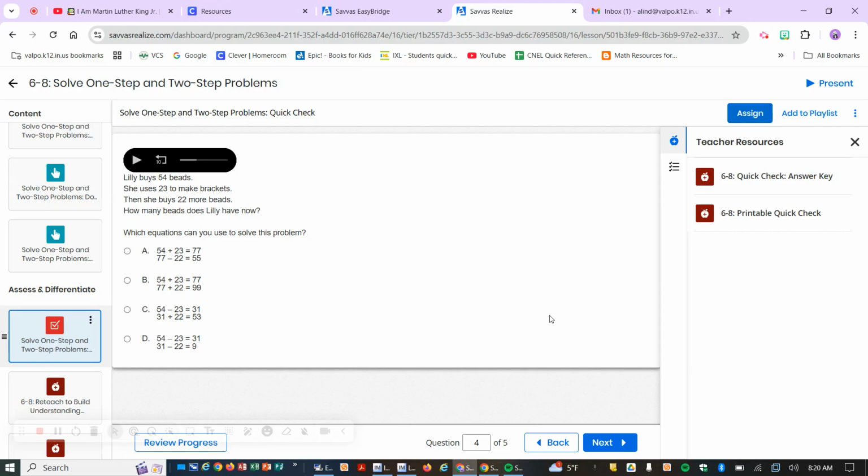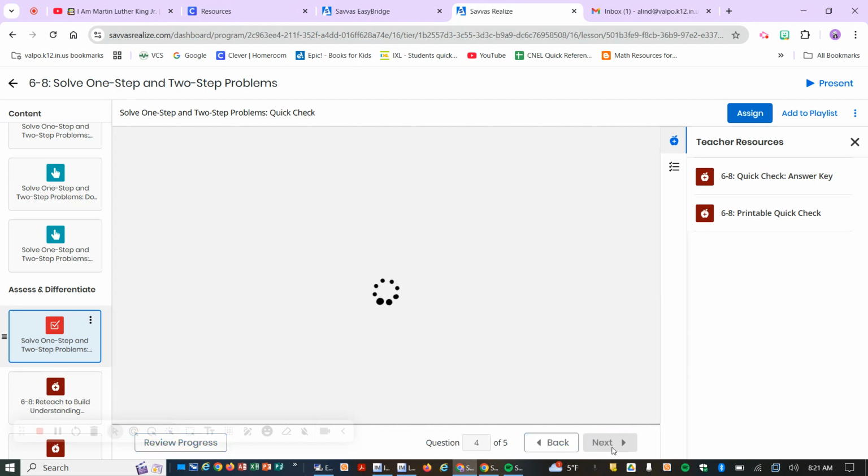This one, again, is not asking you to solve, but instead telling you to pick the equations that you need to use. If she has 54 and she uses 23, that's a subtraction. Whatever that answer is, then we have to add the 22 more that she buys. So 54 minus 23, and then that answer plus 22. Listen carefully, choose carefully. This one should not trick anyone.